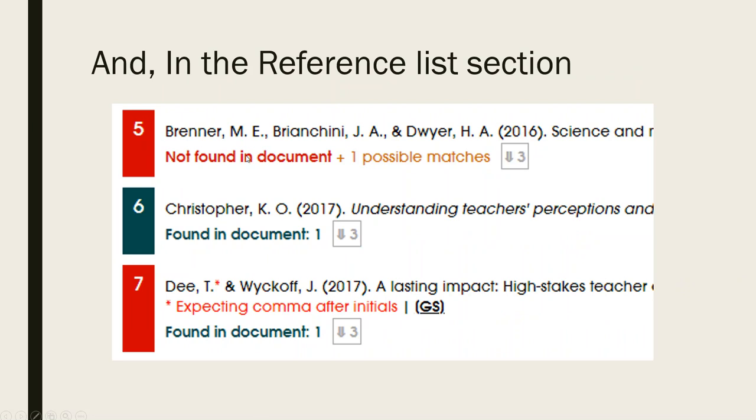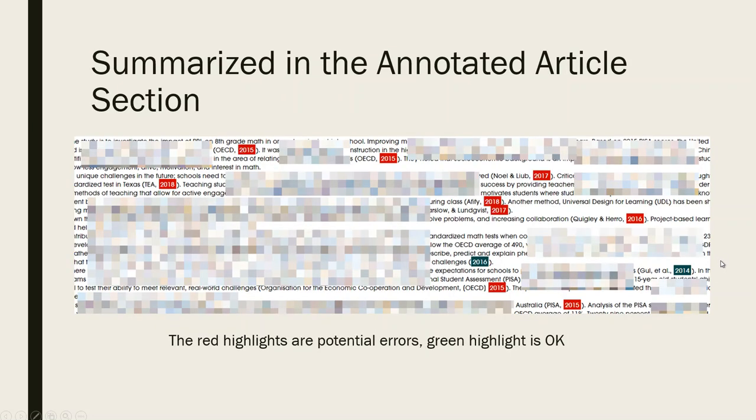In the reference section, notice that this is the example where we did not have the R in the second author's name. However, it does tell us that there's a possible match. Green indicates that it was found and that the formatting was correct. Here, it's telling us that there should be a comma after the letter T. In the annotated article section, all of the red are potential errors. The green are okay.